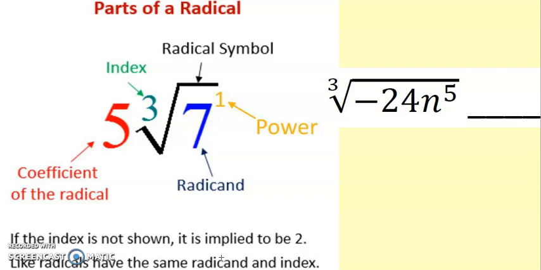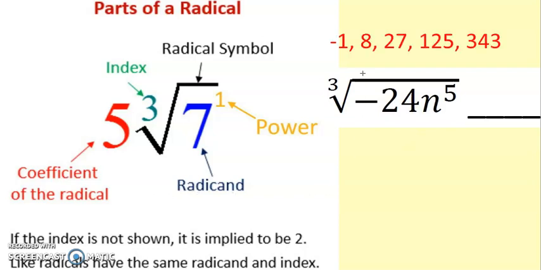Like radicals have the same radicand and index. So if you're combining like terms, this number needs to be the same and this number needs to be the same. If they're different, they're not like terms. Let's look at this example. The cube root of negative 24n to the 5th power.